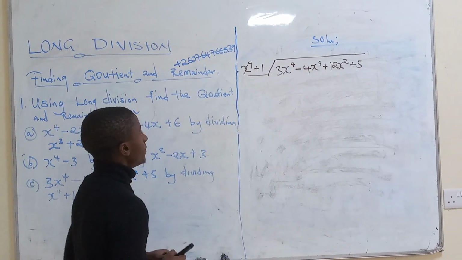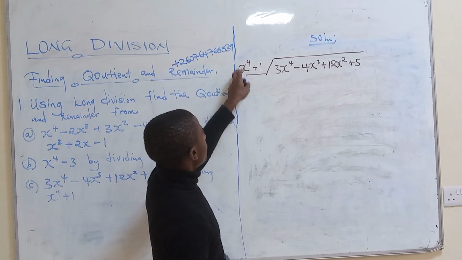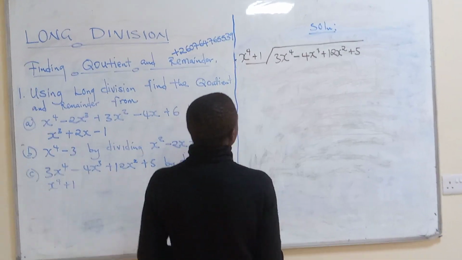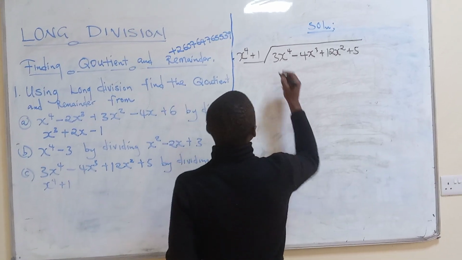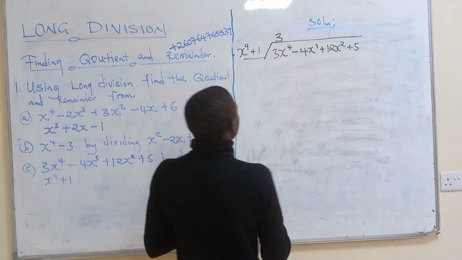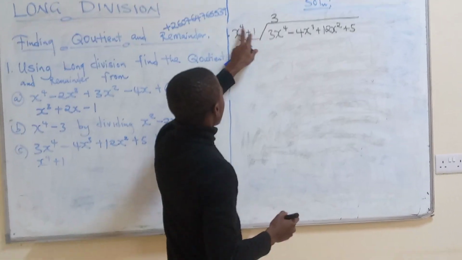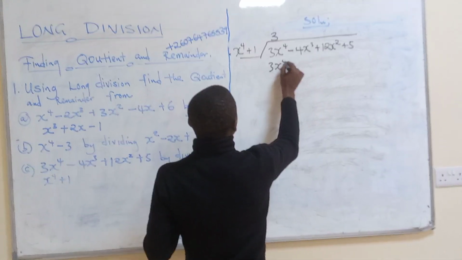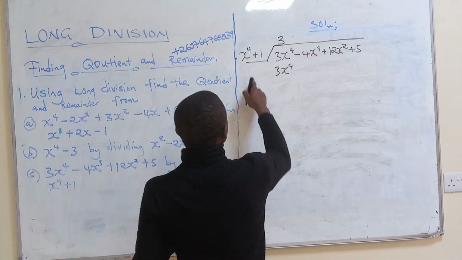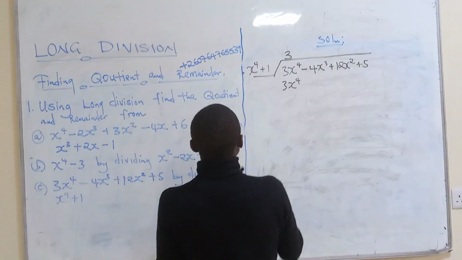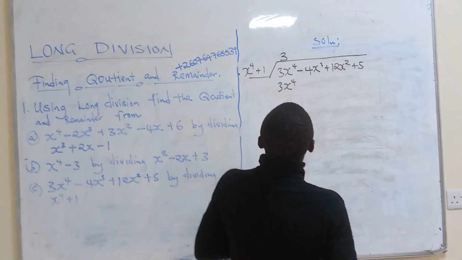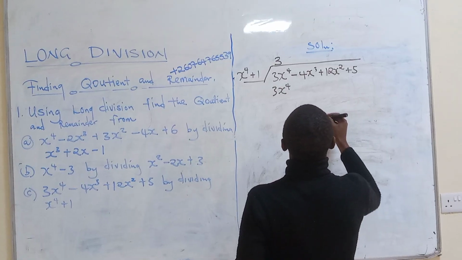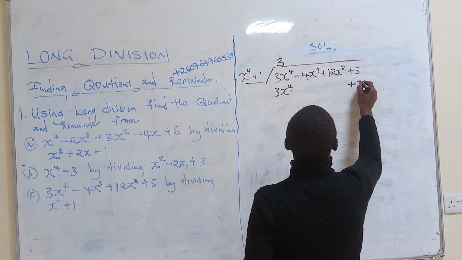So what you're going to do, this value should be divided with that. When you divide x to power 4 into that, you're going to get positive 3. This value that you have obtained, multiply it with the divisor. That time you are going to get 3x to power 4. This time with that, you are going to get positive 3. So positive 3 is supposed to be here.